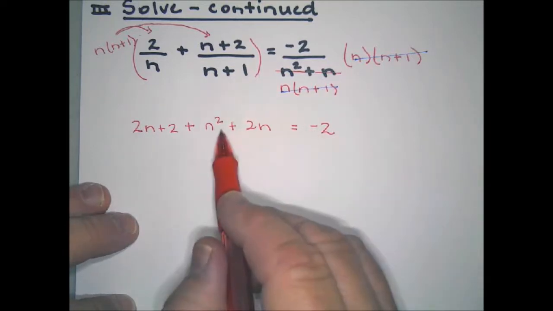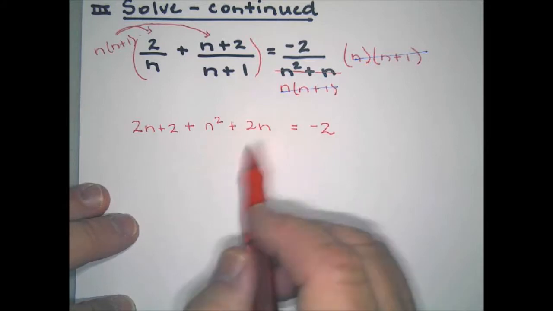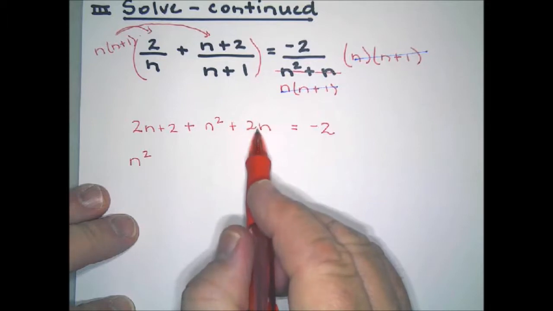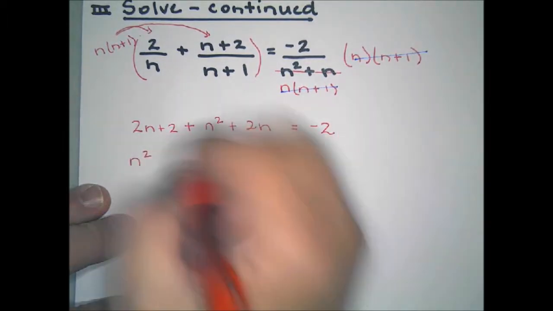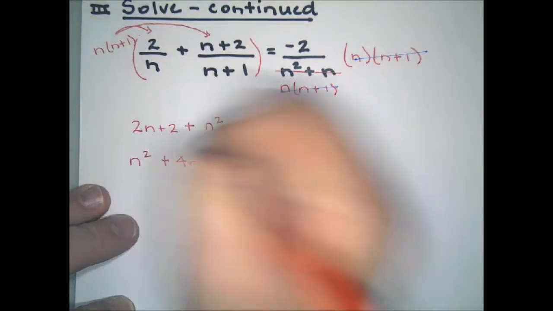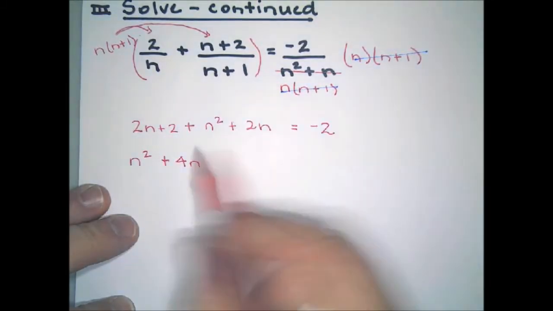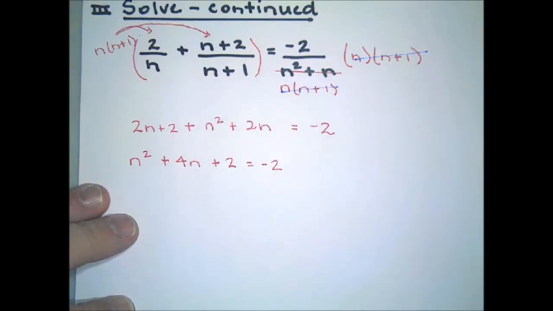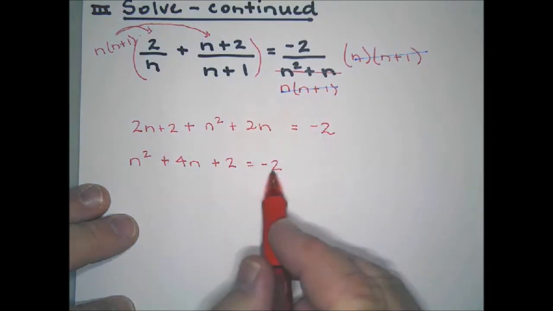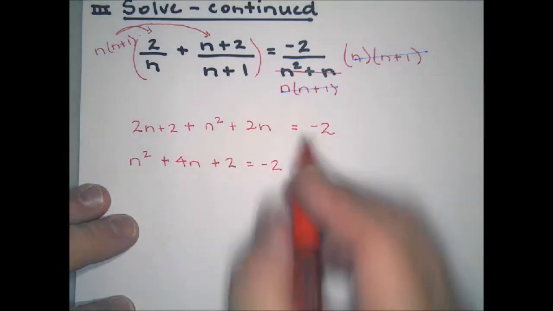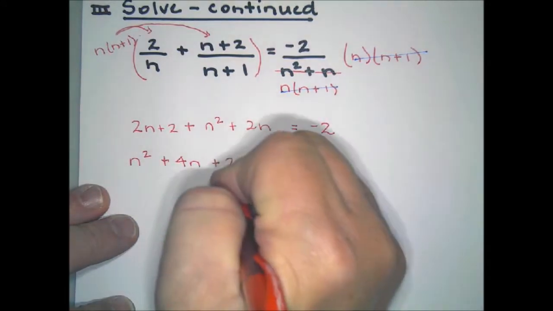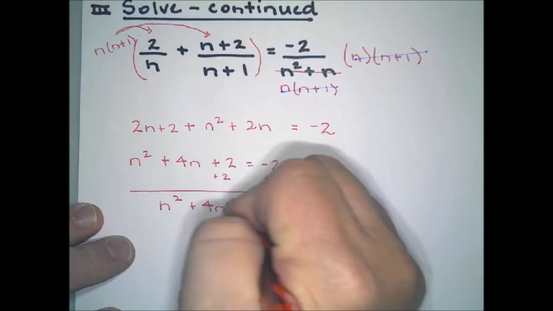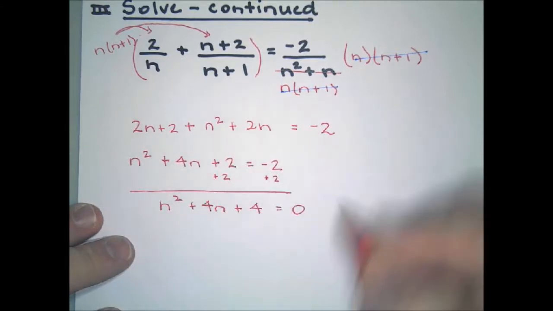I've got n squared, now I've got this 2n plus that 2n, which makes plus 4n plus 2 equals negative 2. Now I've got a quadratic going here. If I move this by adding 2 to both sides, now I've got n squared plus 4n plus 4 equals 0.